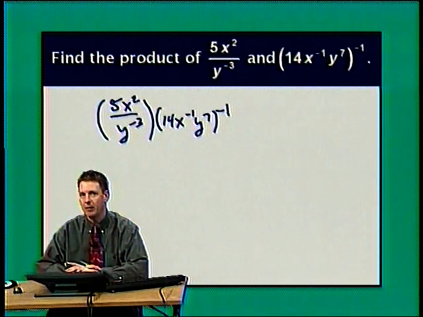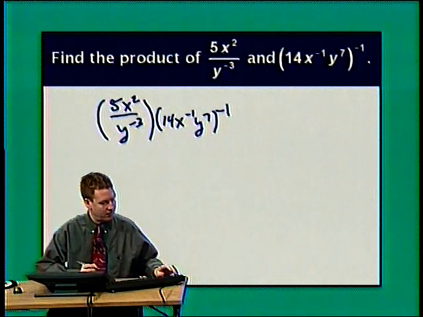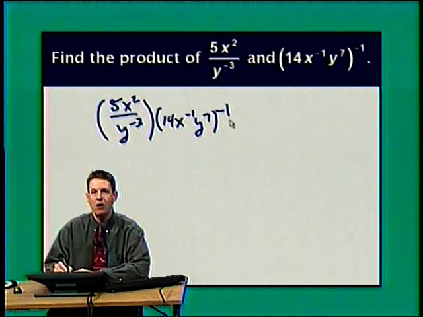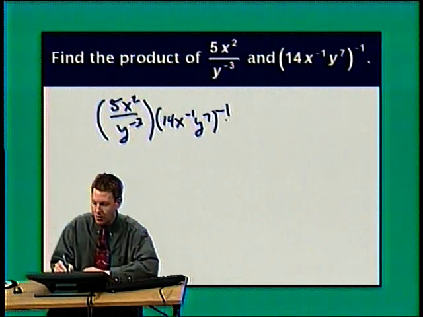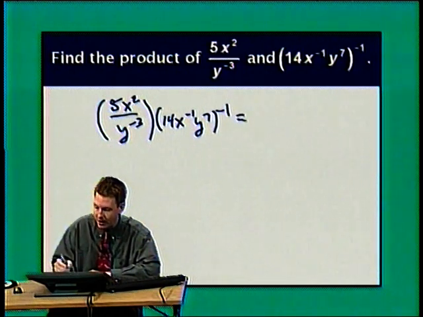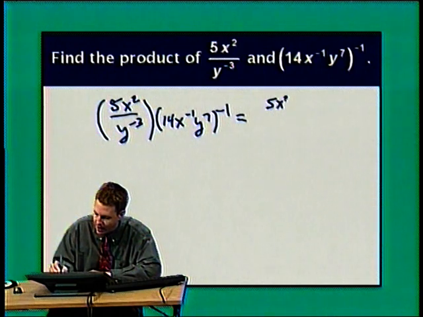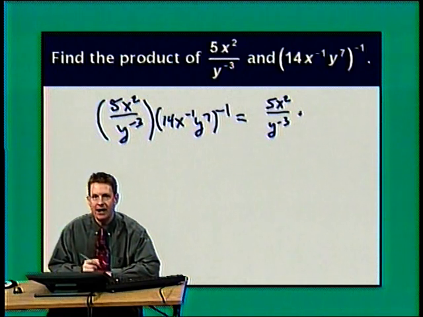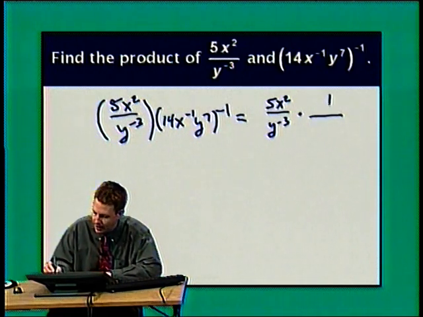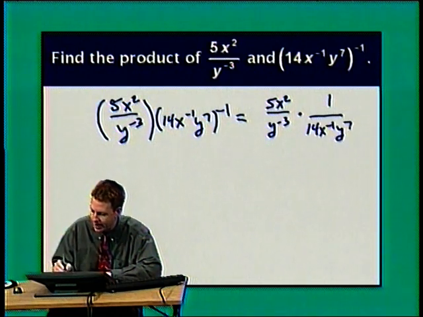I think the first thing I'm going to do is apply this exponent of negative 1, because I know that I can eliminate an exponent of negative 1 if I use the fact that a raised to the negative 1 power is just the reciprocal of a. So I'm going to rewrite this as my original first factor, 5x squared over y to the negative 3, multiplied by the reciprocal of 14x to the minus 1 y to the 7th. That's 1 over 14x to the minus 1 y to the 7th.